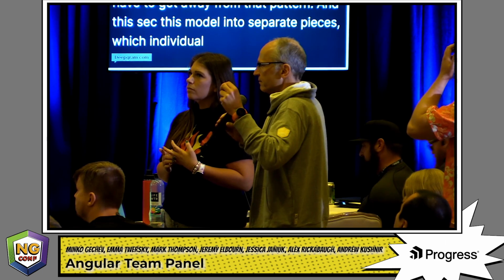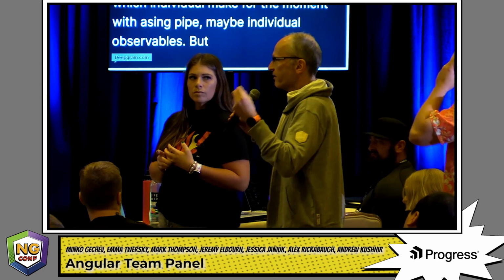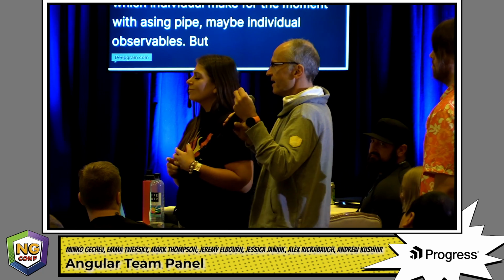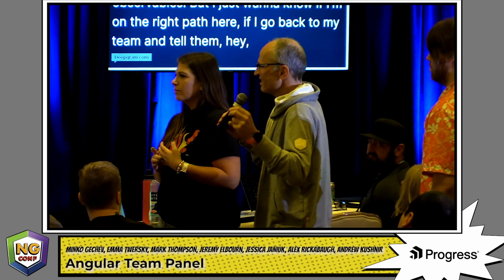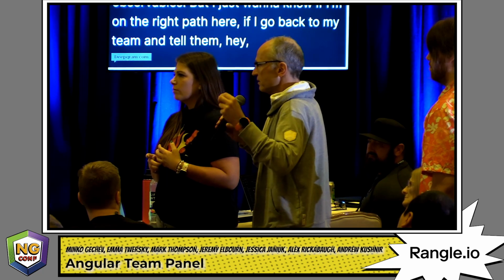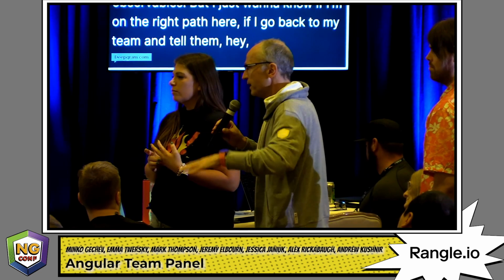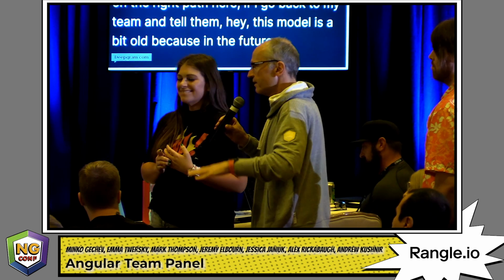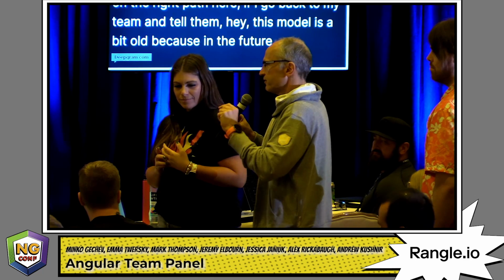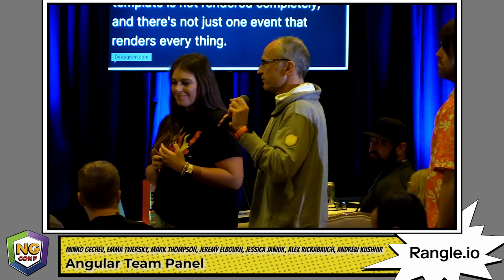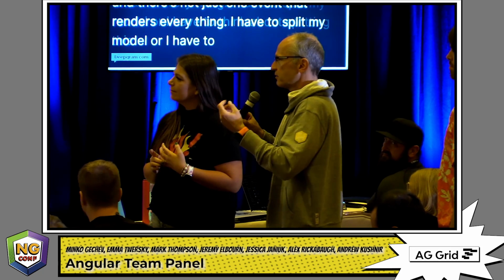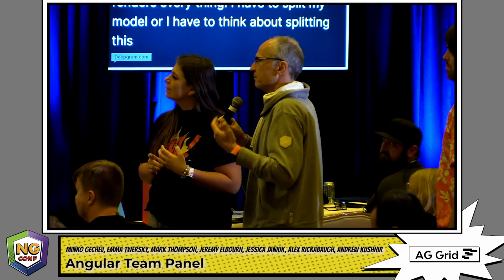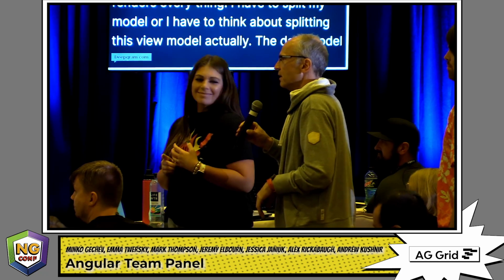But I just want to know if I'm on the right path here, if I go back to my team and tell them, hey, this model is a bit old because in the future, the template is not rendered completely and there's not just one event that renders everything. And I have to split my model, or I have to think about splitting this view model, actually, the data model, the observable, in the moment. Am I right?